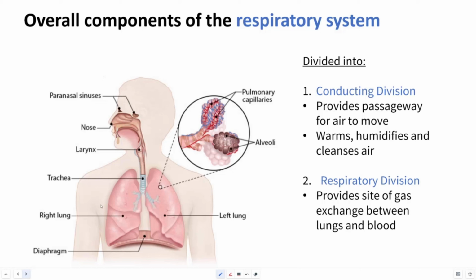The general organization of the respiratory system is as follows. We have the conducting zone, which provides a passageway for air to move and warms, humidifies, and cleanses the air, and the respiratory division, which provides a site of gas exchange between the lungs and the blood. The respiratory zone includes structures such as the respiratory bronchioles, alveolar ducts, and the alveoli, or the air sacs.